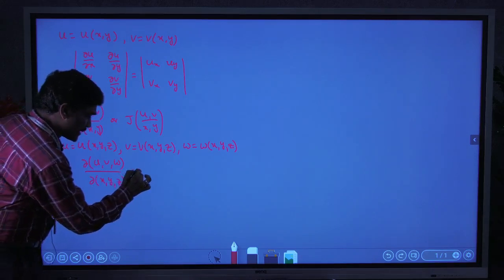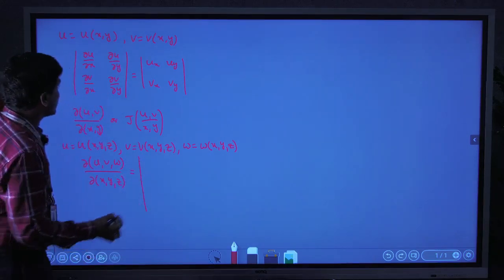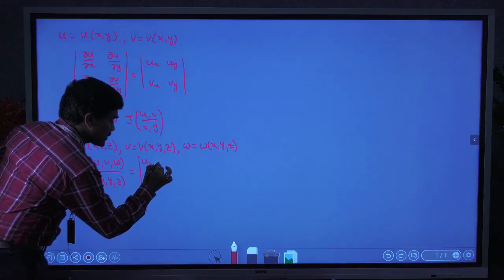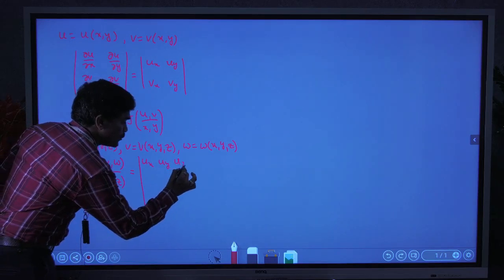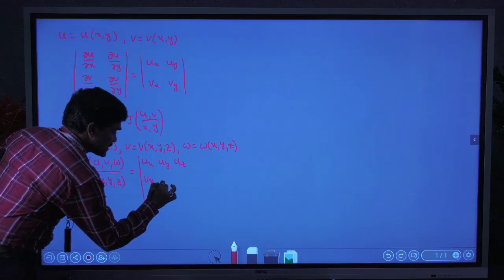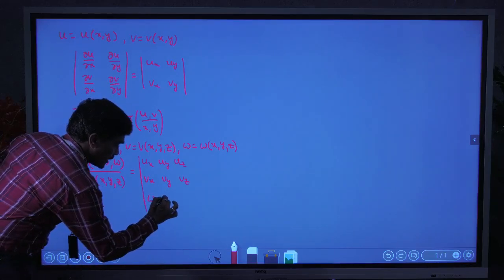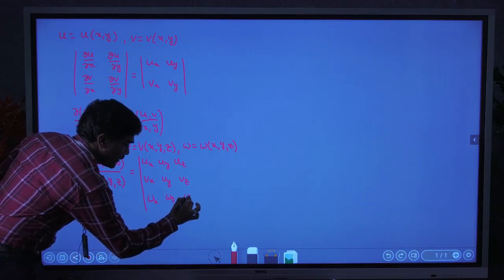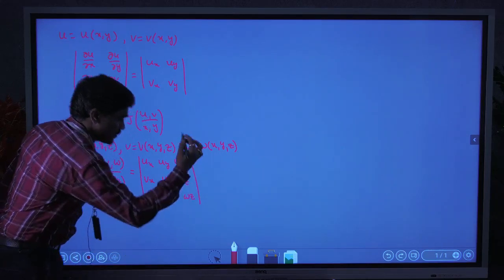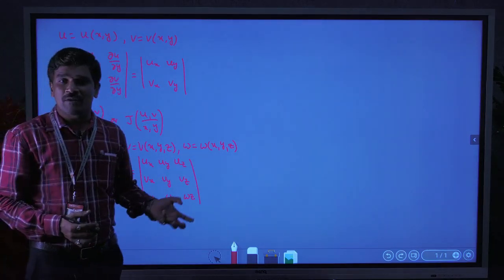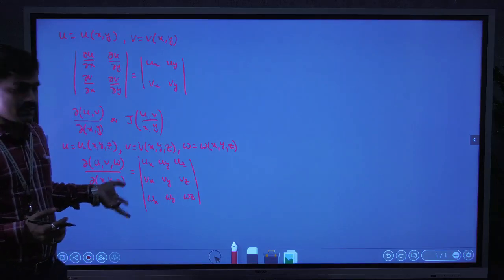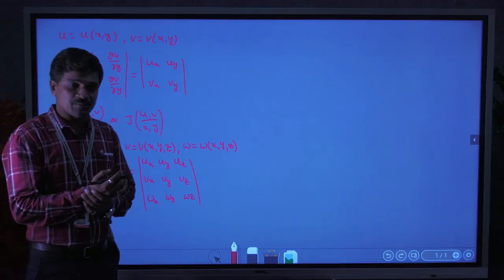Now this can be written as a determinant. Here ux, uy, uz, then vx, vy, vz, and here we write wx, wy, wz. This is the Jacobian of u, v, w with respect to x, y, z. So this is for three variables, right?